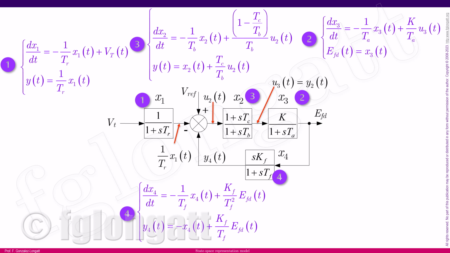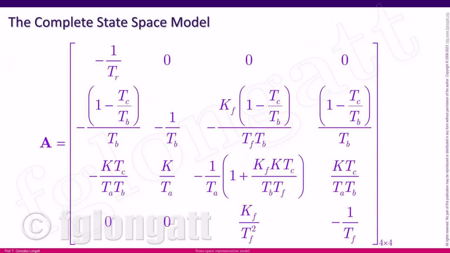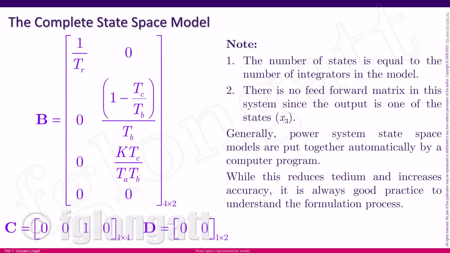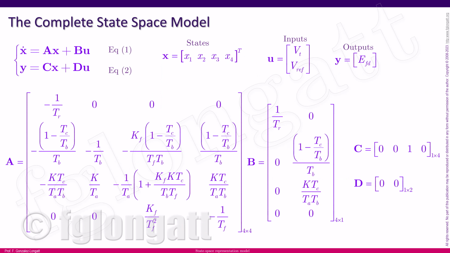But when you do that, you obtain over here the state matrix. The state matrix in this case is a 4x4 matrix, and it's clear. It's a square matrix, and the dimension of this matrix is 4x4 because we have 4 states in this model. And then we obtain here the matrices B, C, and D. When we put them together, you can see the full state space representation: matrices A, B, C, D, the state vector, input vector, and the output.